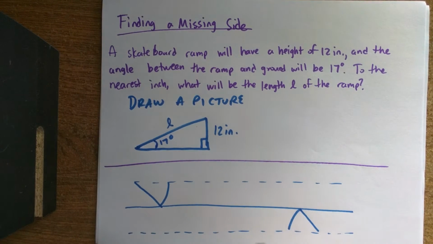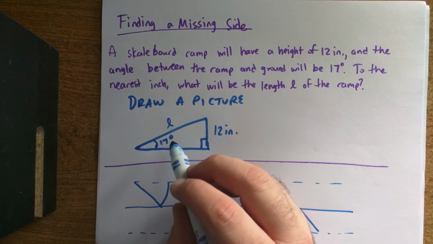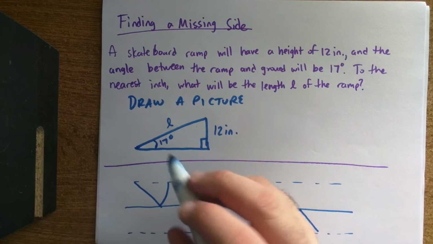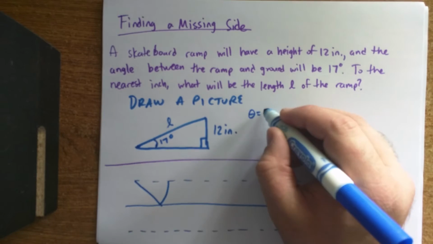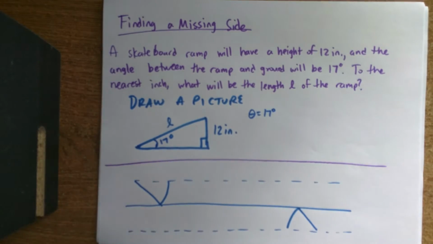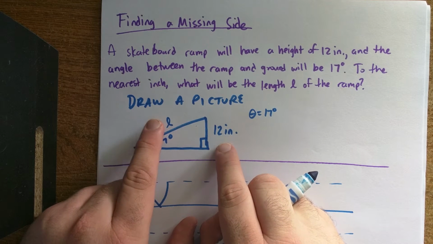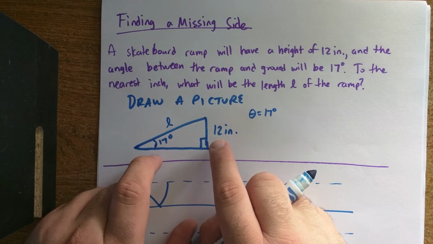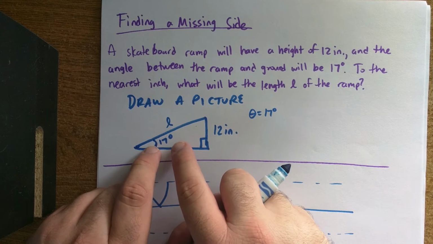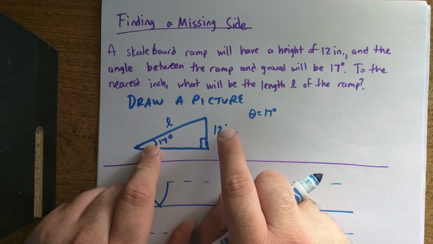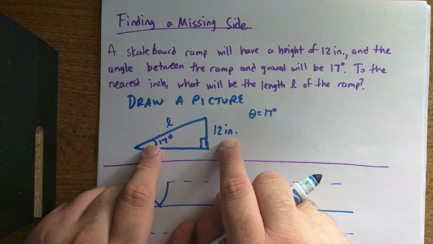This is where trigonometry comes into play. So in this problem, our theta value is 17 degrees. So maybe we'll make a note to ourselves: theta is equal to 17 degrees. Now this is where we want to think, okay, I have two of my sides of the triangle labeled. What are these relative to 17 degrees? What I mean is, is 12 your opposite, is it your adjacent, or is it your hypotenuse?